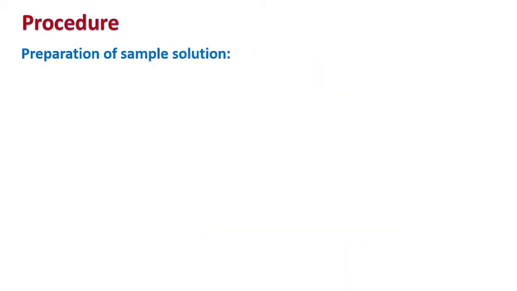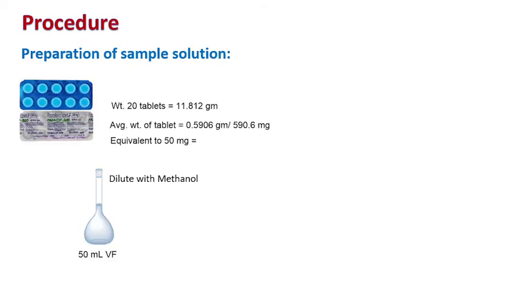Now we need to prepare a solution of the sample whose purity we want to find out. Here our sample is a formulation, a paracetamol tablet. Usually the same protocol we have to follow. We have to take a representative sample of 20 tablets and note down the weight of 20 tablets. Let's say in this case it was found to be 11.812 grams. From the weight of 20 tablets we can easily find the average weight of one tablet. In this case it was found to be 0.5906 grams. In other words, we can convert it into milligrams, that will be 590.6 mg.